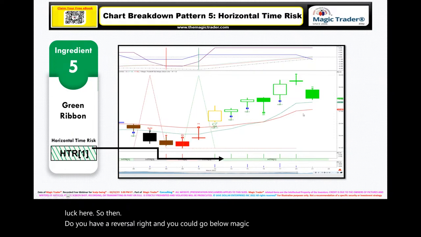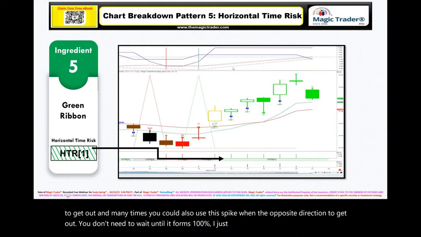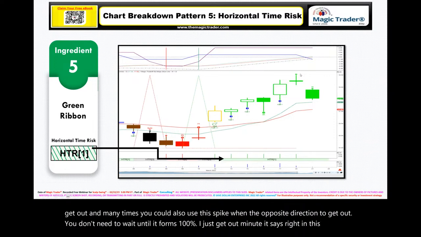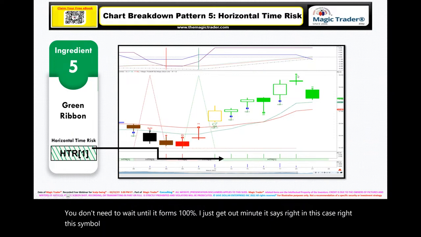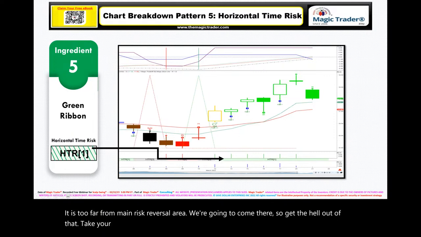So there is a method for when to get out. And many times you could also use the spike in the opposite direction to get out. You don't need to wait until it forms 100%. I just get out the minute it says so. In this case, this symbol here tells me we're going down. And another way to do it, for existing customers who are not in my alert room, is when it is too far from the main risk reversion area. We're going to come there. So get the hell out of that. Take your money and run in this market. That's the slogan I've been telling people.